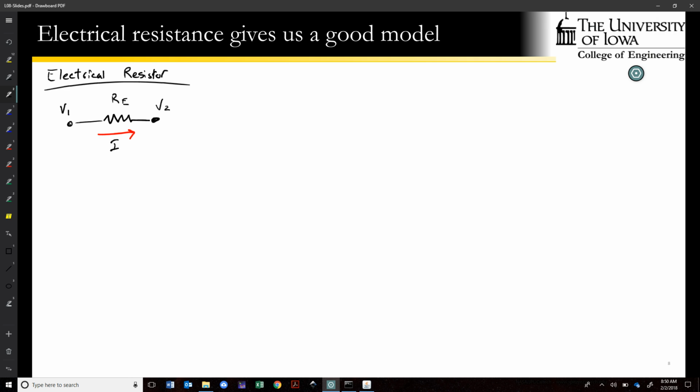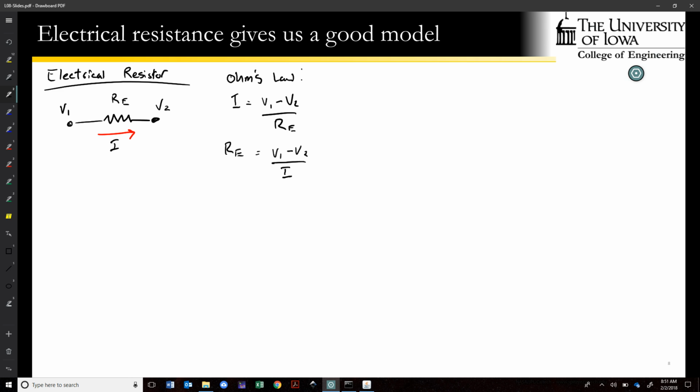So Ohm's law tells us that I is equal to (V1 minus V2) over R_E. The jump in voltage potential from one side of the resistor to the other, divided by the electrical resistance, gives us the current that's allowed to flow through. Or we define the resistance by just rearranging this: R_E equals V1 minus V2 over the resulting current that flows through. This is all pretty simple. Fine.